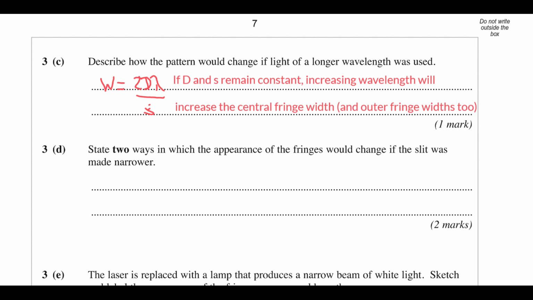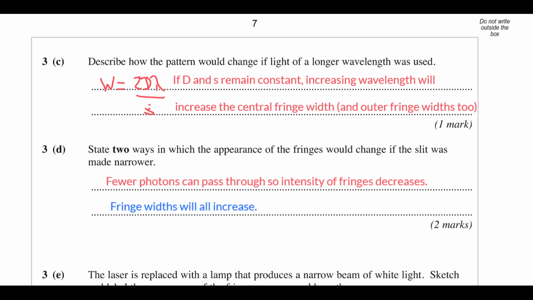State two ways in which the appearance of the fringes would change if the slit was made narrower. So the first thing is that fewer photons would be able to get through, so the intensity of your peaks would be smaller. And you can also see from the equation above that if we make this number smaller, the fringes will become wider. So those are the two things, and therefore the two marks.